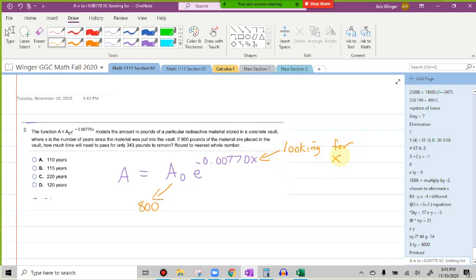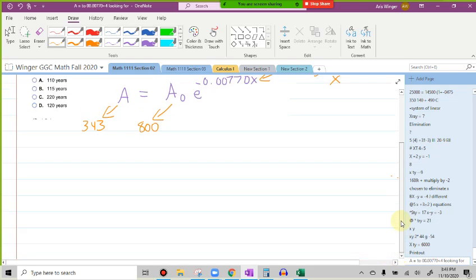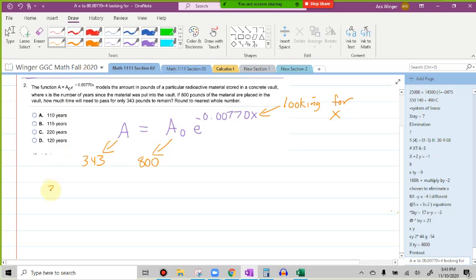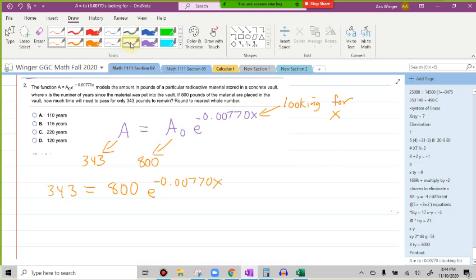So now we're experts at this. Remember, I was trying to buy my Toyota Camry. So we're looking for this time, right? And this is 343. And we're just going to solve that equation. 343 is equal to 800 times e to the negative 0.0077x. We're solving for x. I'm going to try to get x by itself. I'm currently multiplying by 800. I need to divide both sides by 800. So I'll divide here, divide here.